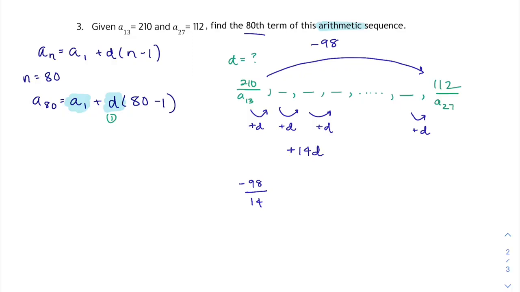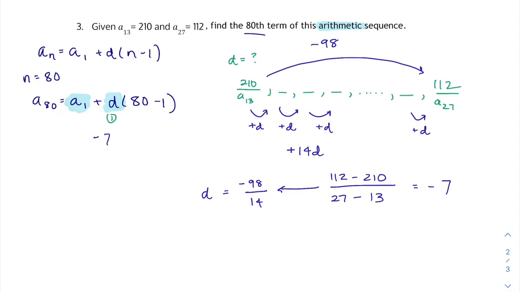Okay. The formula for that, we could do 112 minus 210 divided by 27 minus 13. Okay. That gives us negative 98 over 14. Which gives us that our common difference, negative 98 divided by 14, is negative 7. Okay, so now we know our common difference.